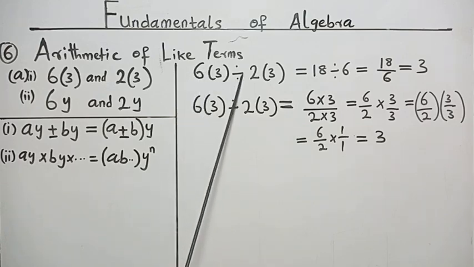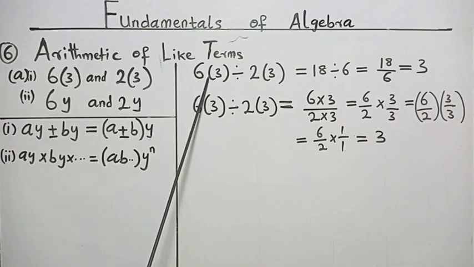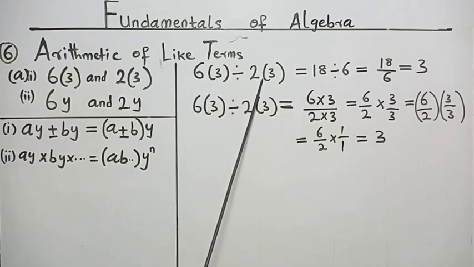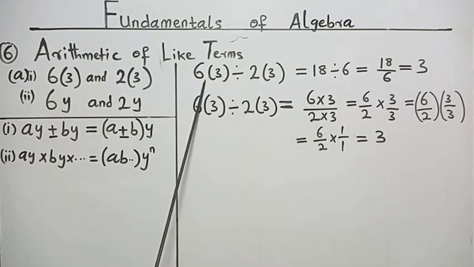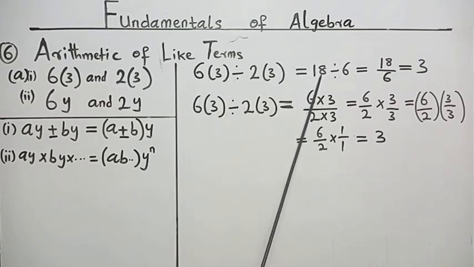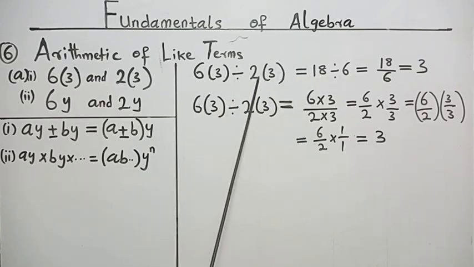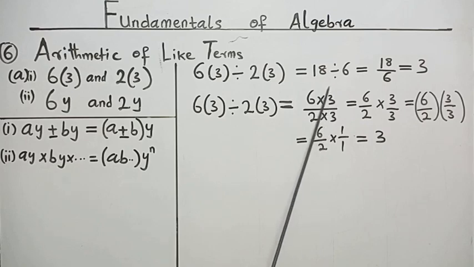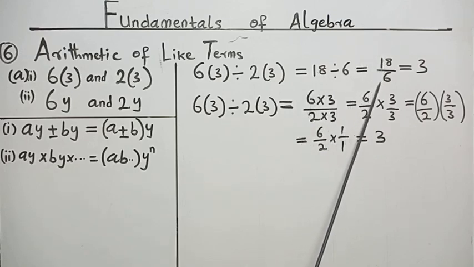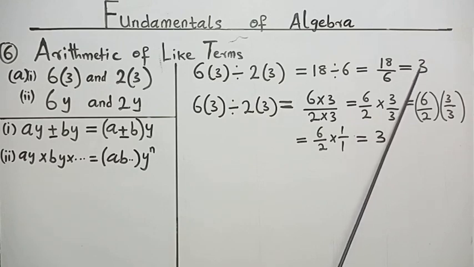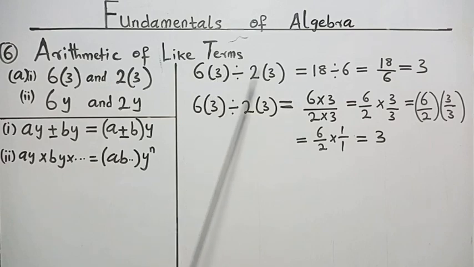6 bracket 3 divided by 2 bracket 3 by default simply means let this as a single number be divided by this as a single number. As a single number, 6 bracket 3 is 18. As a single number, 2 bracket 3 is this 6. So when 18 is divided by 6, that is 18 over 6, the result is equal to 3. So by default, this is equal to this.